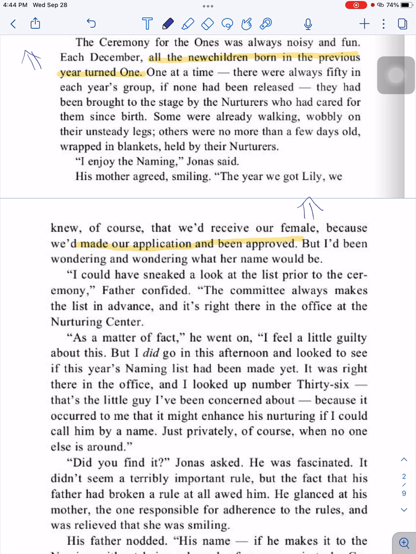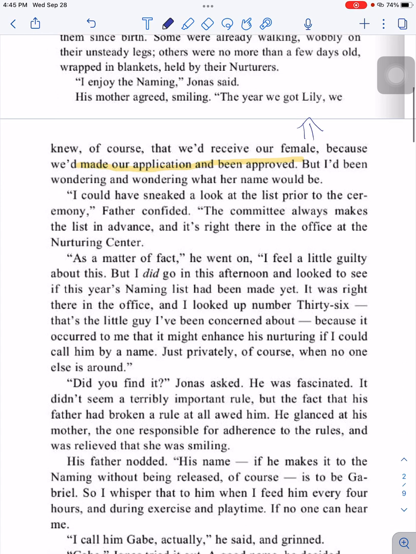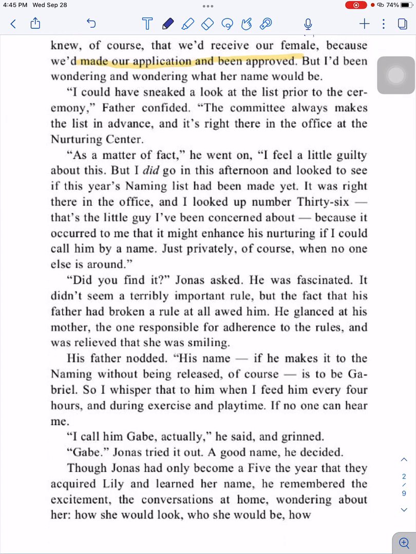Did you find it? Jonas asked. He was fascinated. It didn't seem a terribly important rule, but the fact that his father had broken a rule at all awed him. He glanced at his mother, the one responsible for adherence to the rules, and was relieved that she was smiling. His father nodded. His name, if he makes it to the naming without being released, of course, is to be Gabriel. So I whisper that to him when I feed him every 4 hours, and during exercise and playtime, if no one can hear me. I call him Gabe, actually, he said, and grinned. Gabe. Jonas tried it out. A good name, he decided.